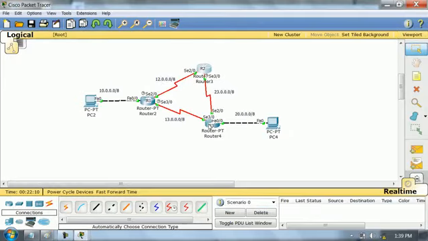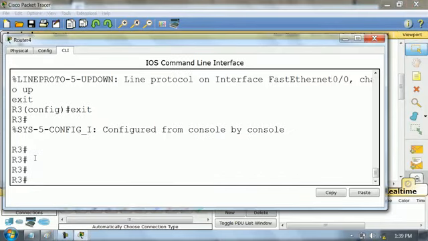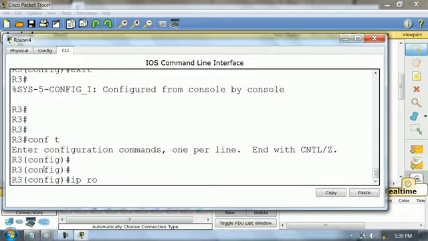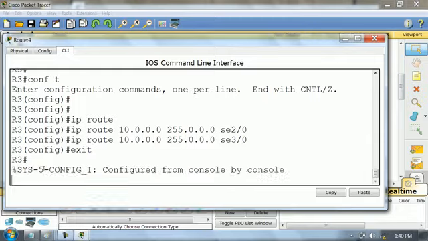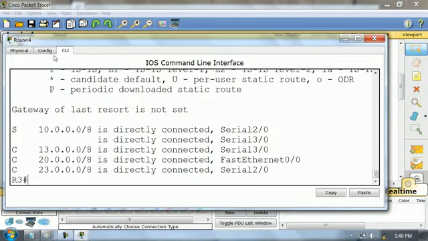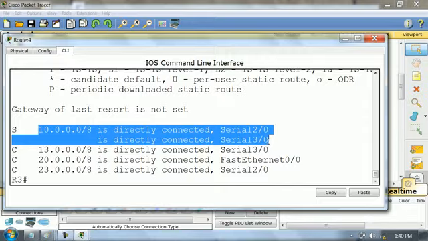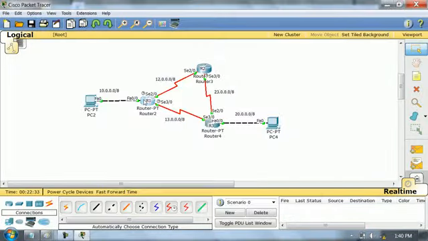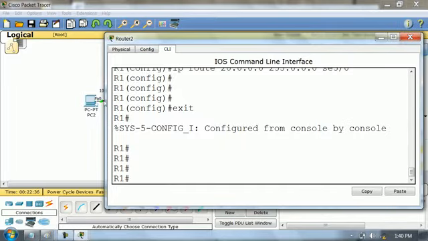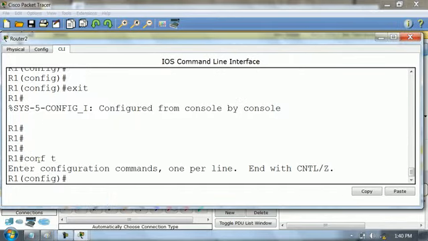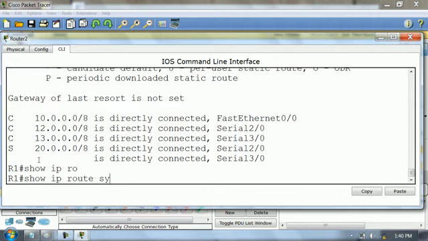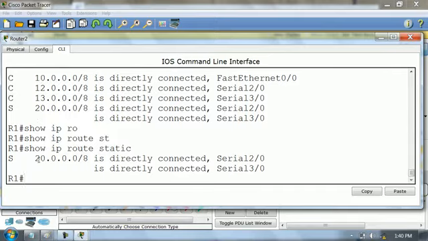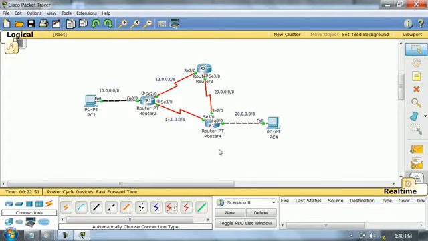Here, two routes for the same network. IP route 10.0.0.0. Agree? Let me check the routing table. How many routes do I have? Two routes. Agree or not? Here, how many routes do I have? Show IP route. How many routes do I have? Two routes. So, first of all, let us make communication possible.